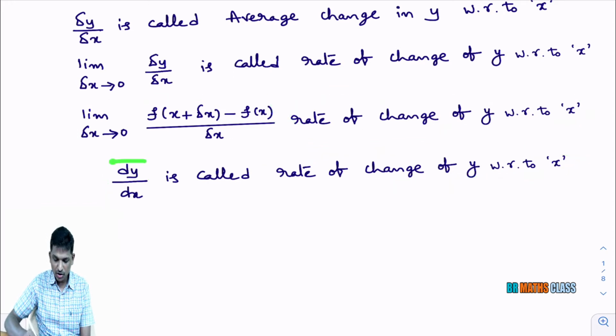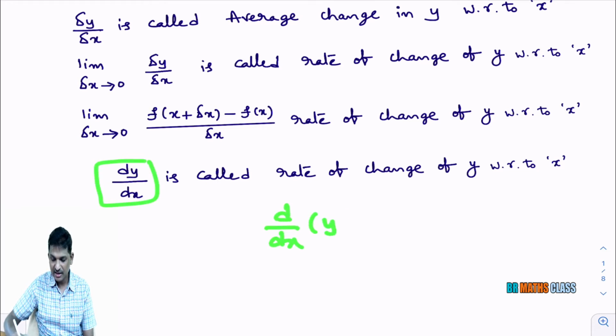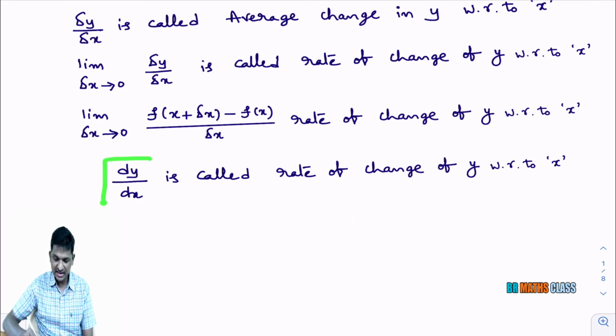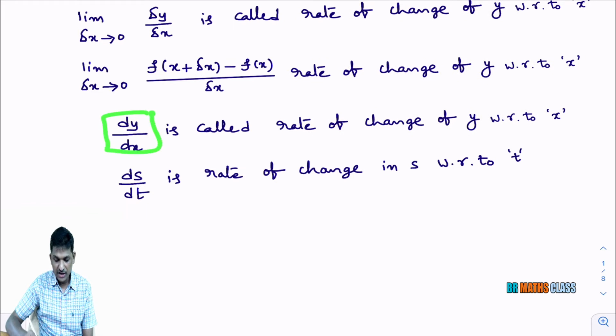Till now, what do you know about dy by dx? You know that dy by dx means derivative of y with respect to x. Correct? dy by dx can be written as d by dx of y. From now onwards, dy by dx can also be taken as a rate measure, the rate of change of y with respect to x.